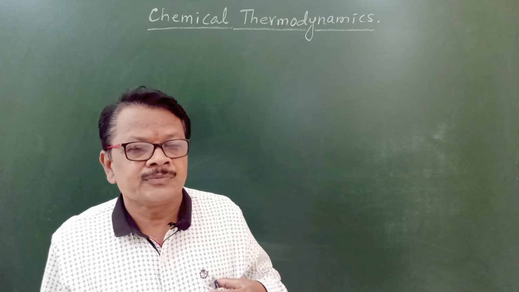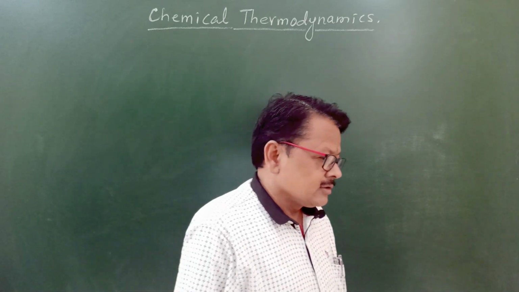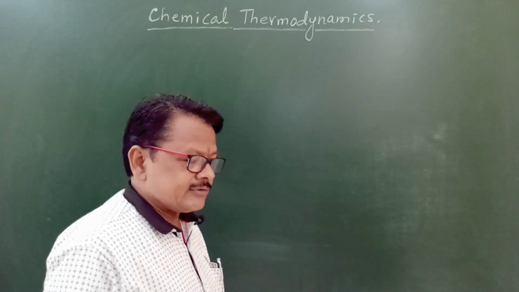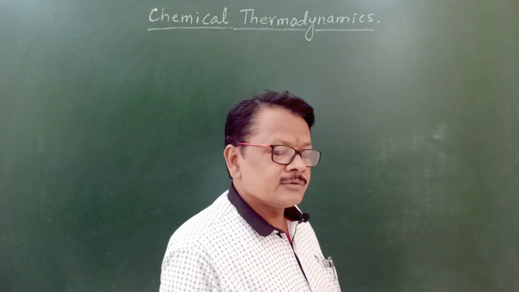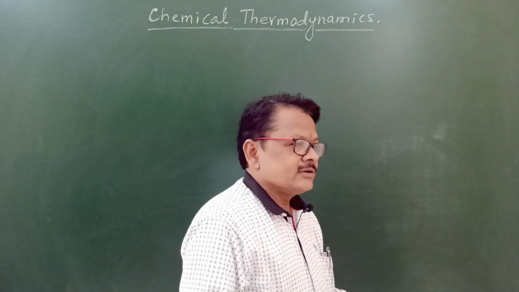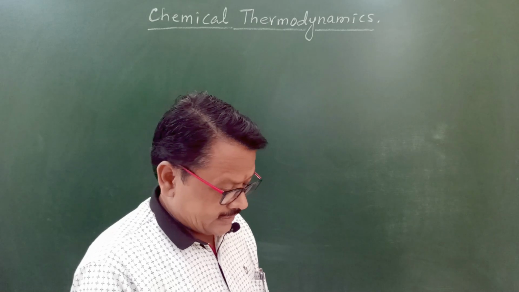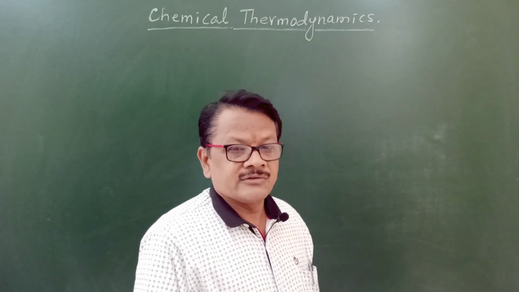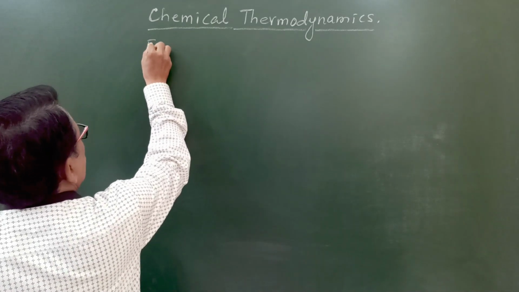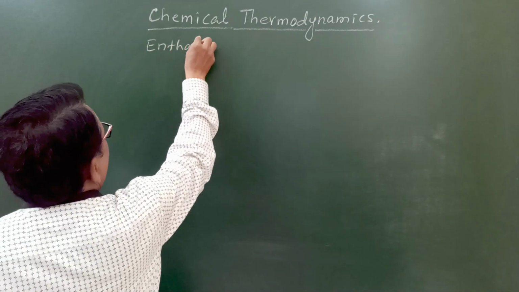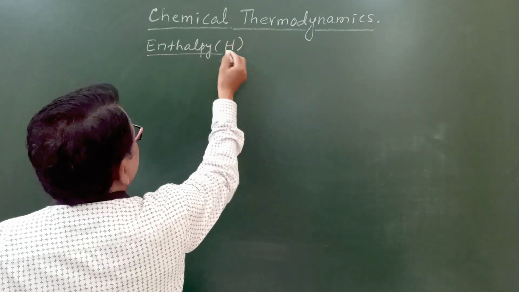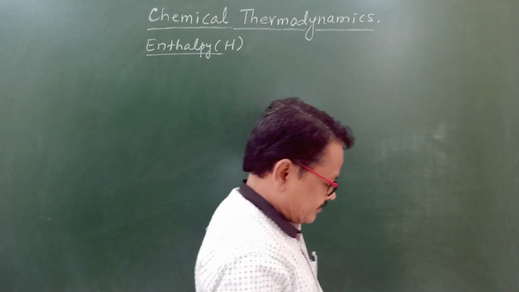In the previous video, we saw the first law of thermodynamics for various processes. In today's video, we will see enthalpy, then the relation between delta H and delta U, and work done in chemical reactions. First of all, we see what is the meaning of enthalpy. Its notation is capital H.